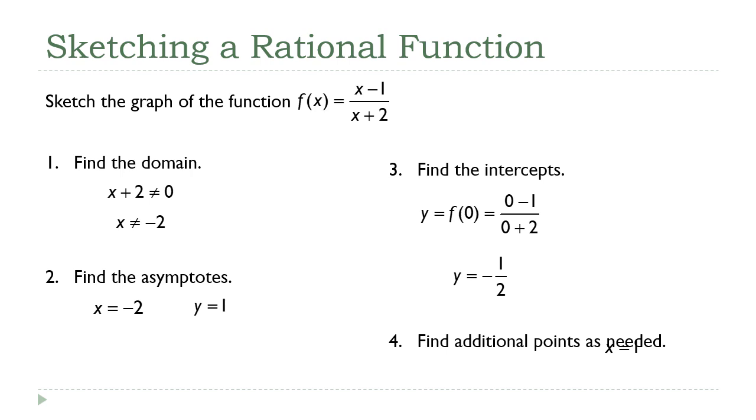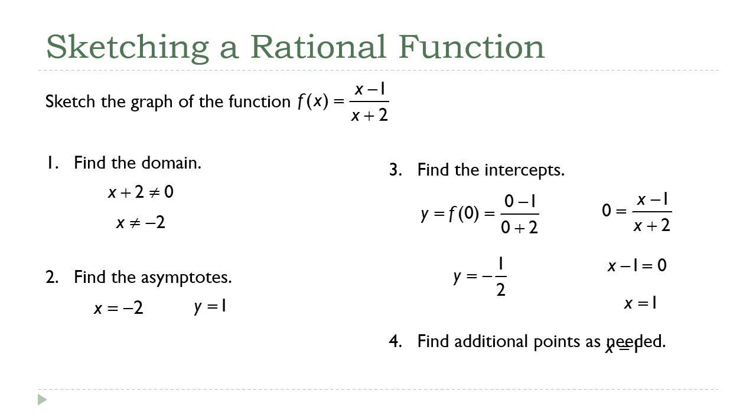Then to find the x-intercept, we replace the y with 0, and that's the f of x. They're kind of synonymous with each other. So I need to solve this equation, 0 equals x minus 1 over x plus 2. And to do that, I'm going to clear the fraction. I'm going to multiply both sides by x plus 2. That's going to cancel the x plus 2 on the right-hand side, and we're going to be left with x minus 1 equals 0, or x equals 1.